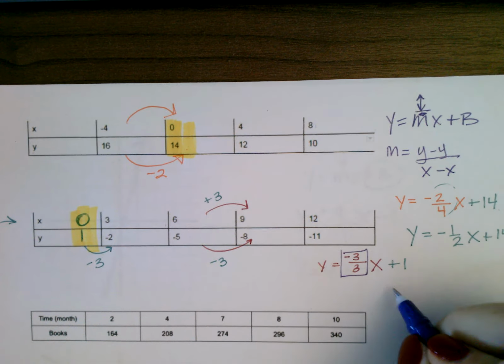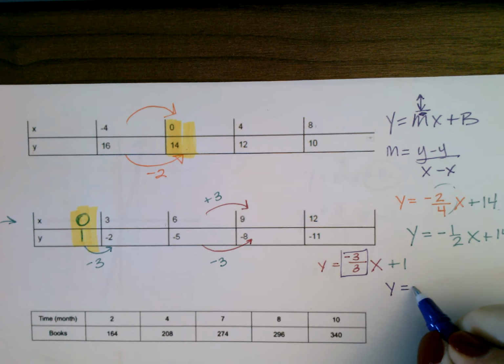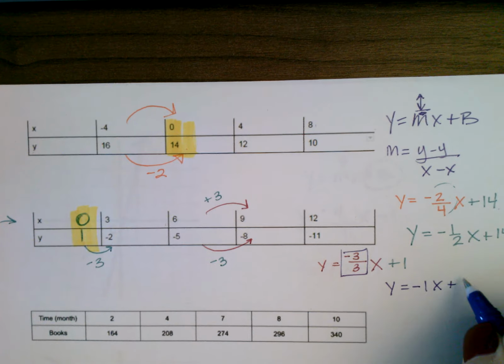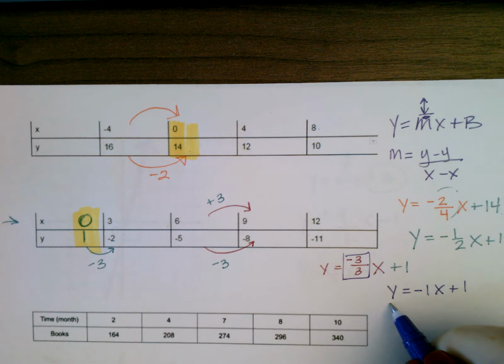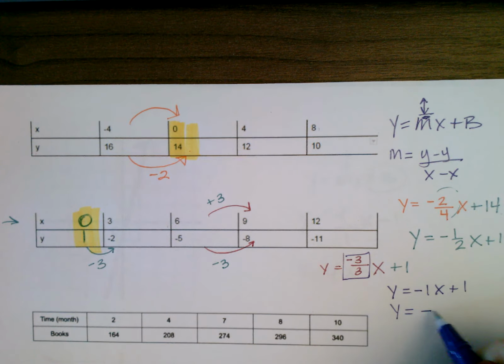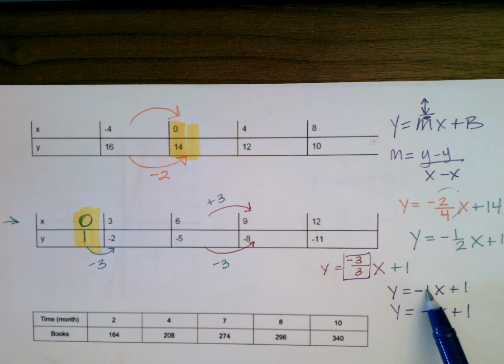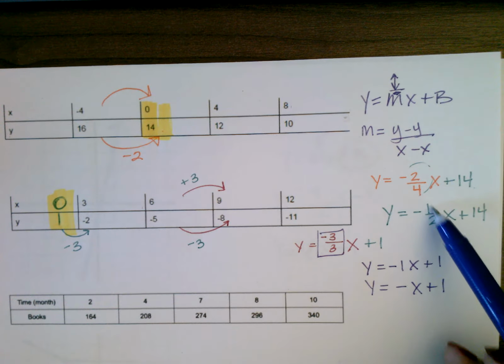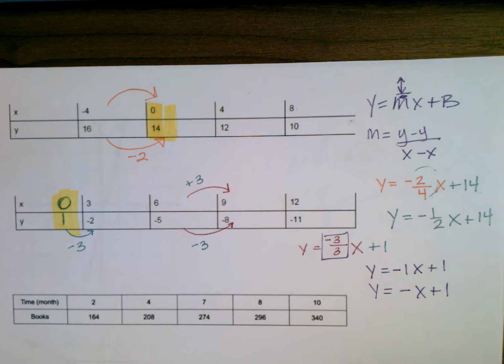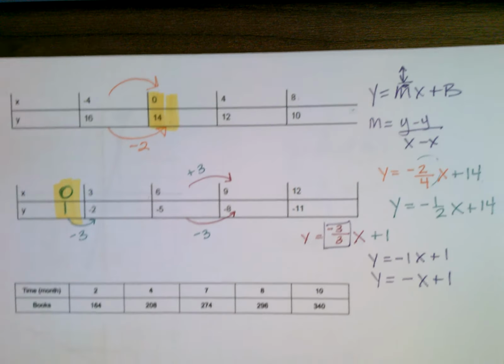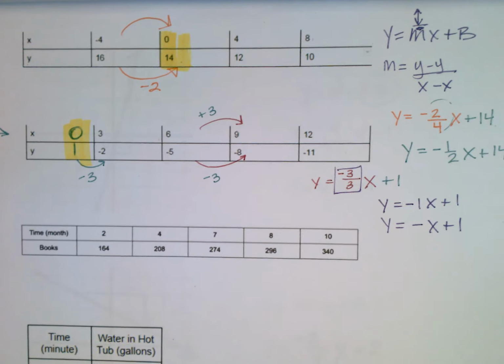Again, reduce when you can. So y equals -1x plus 1, or y equals -x plus 1. If there is more than one x, they would have to include the digit. Here we had a half, we had to put a half. -1 or just -x means the same thing.